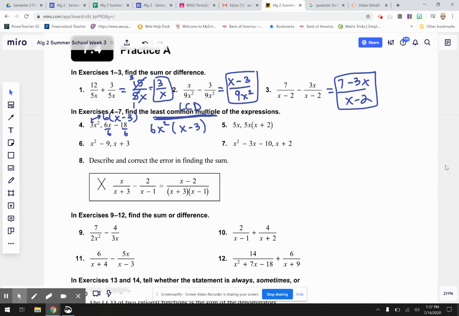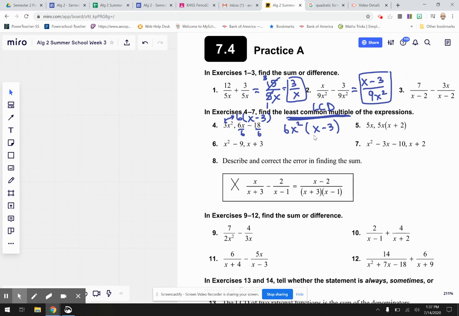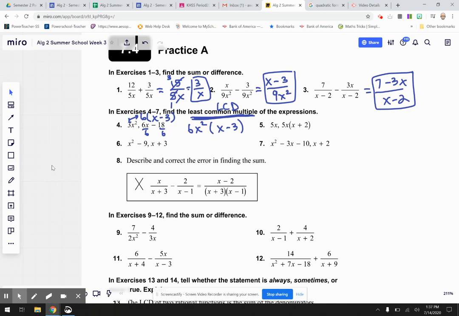So in other words, I could take this first denominator, the 3x squared, and I could make it become this denominator if I multiplied it by a 2 and if I multiplied it by an x minus 3. If I multiplied it by those two things, I would get that denominator. I could take this denominator and just multiply it by an x squared, and I would have this denominator. So there is something I could multiply each one of these by to get that denominator. So that's how you find the common denominator.